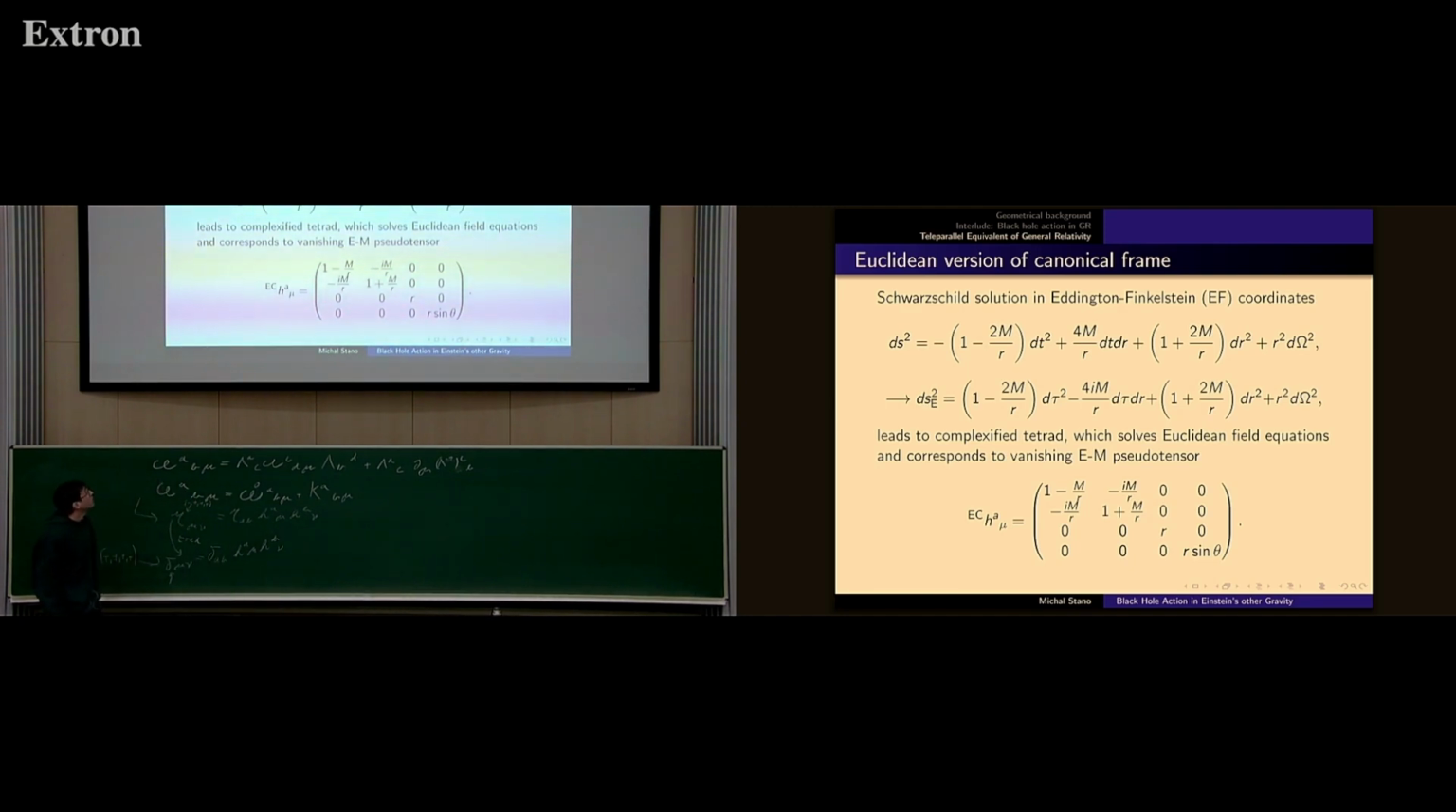And the way we have done it is that we firstly looked at the spacetime metric, which in this case, the Kerr-Schild ansatz leads us to a Schwarzschild solution written in terms of the Eddington-Finkelstein coordinates, and we then undertook the coordinate Wick rotation.